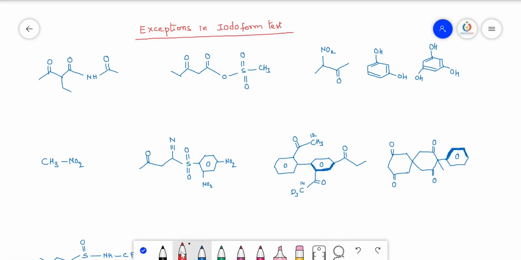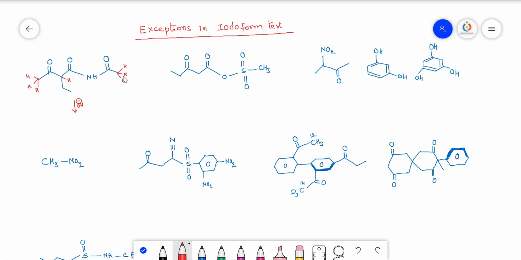Iodoform means haloform reaction. The exceptions are, see, when you subject this particular molecule with the OH minus ion, this OH minus ion preferably searches for the most acidic protons. Let us see where these protons are present. These are all the protons, hydrogens, and here also one hydrogen is there.